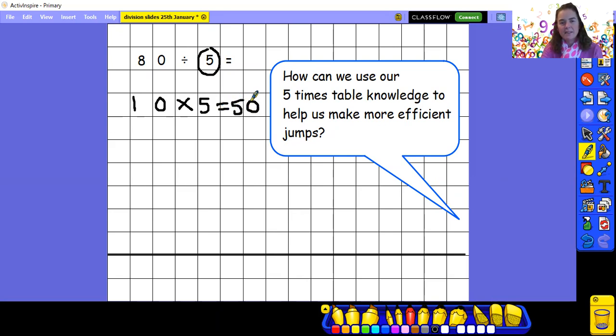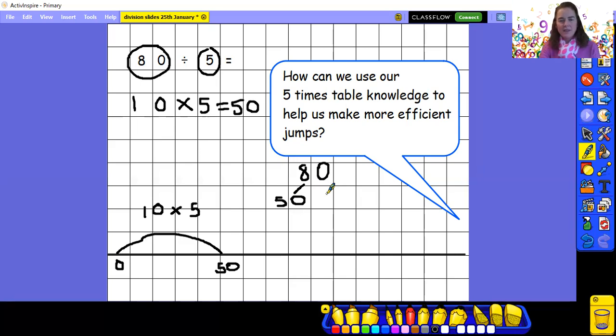So I'm going to start on 0 and I'm going to do a jump of 10 lots of 5. So I can write 10 times 5 because remember the times sign means lots of, and I've landed on 50. But that's not the end of it, is it? Because what number have I got to get up to? I've got to get up to 80. That's my target number. So I've got to 50. What is left?